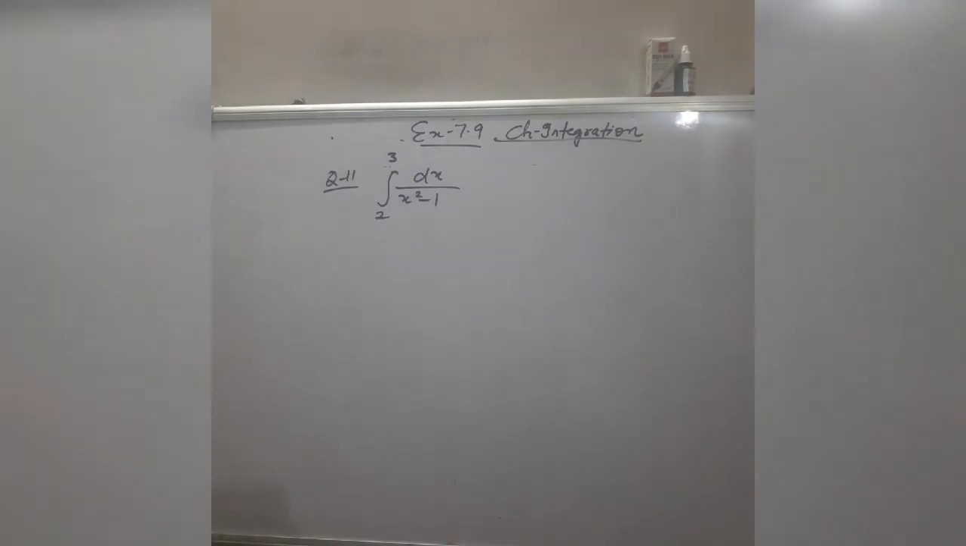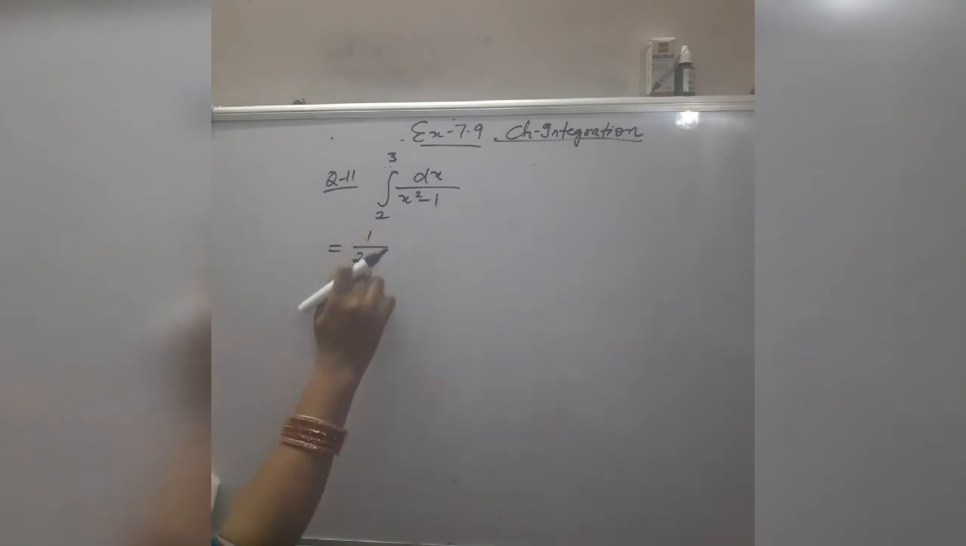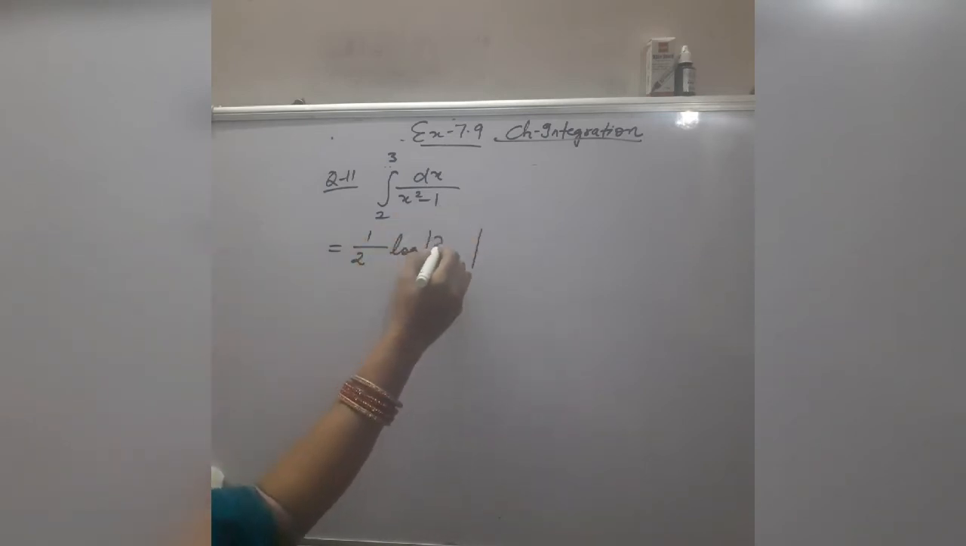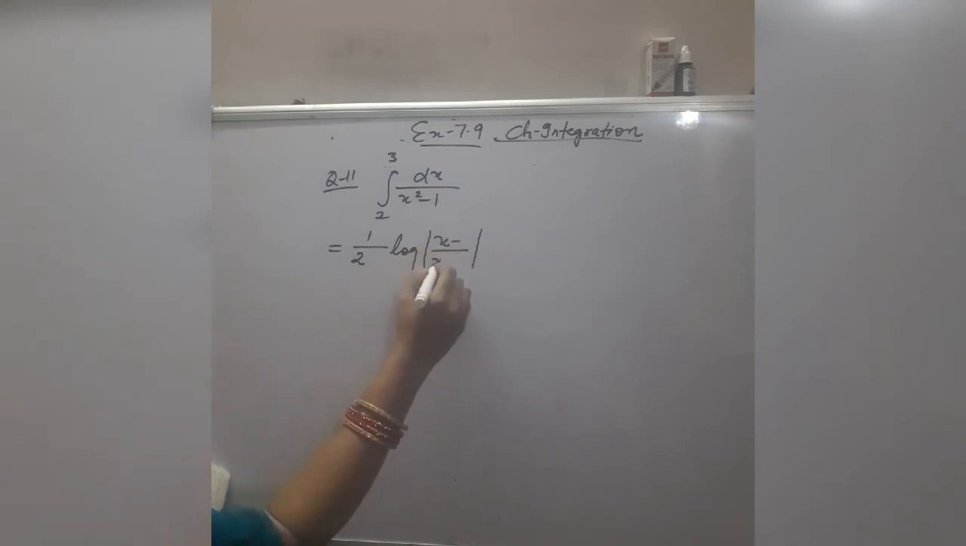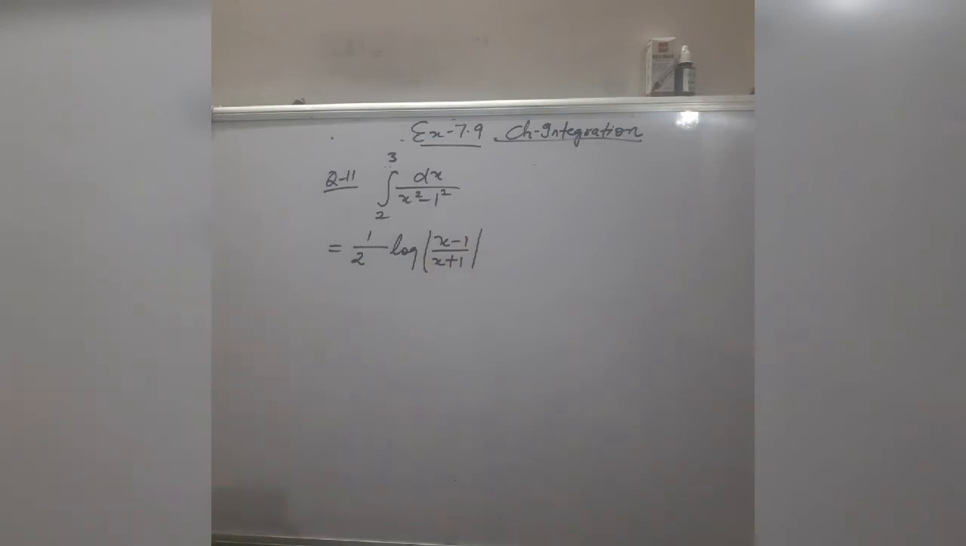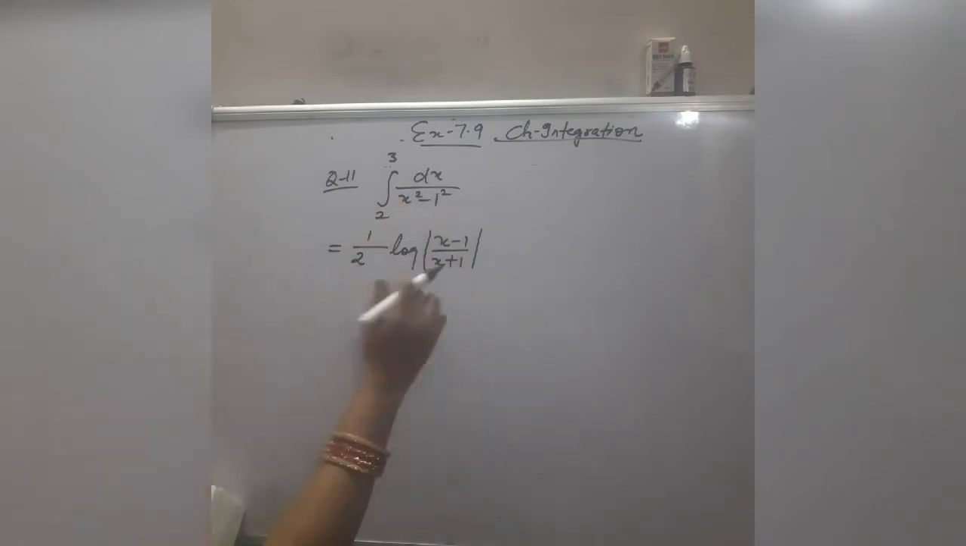After using this formula, it becomes 1 by 2a. A is 1 here, so it becomes 1 by 2 log of mod x minus a by x plus a. And what is a here? A is 1, so write down 1 in place of a. So this is the formula, or you can say this is the integration of this function.